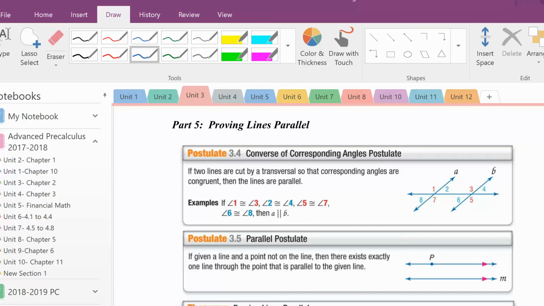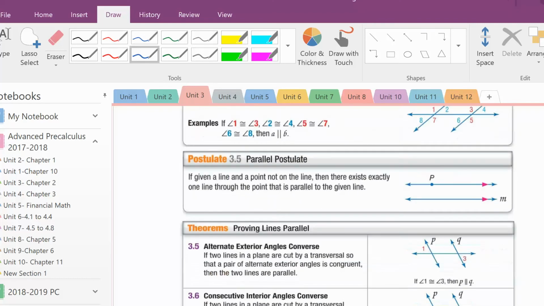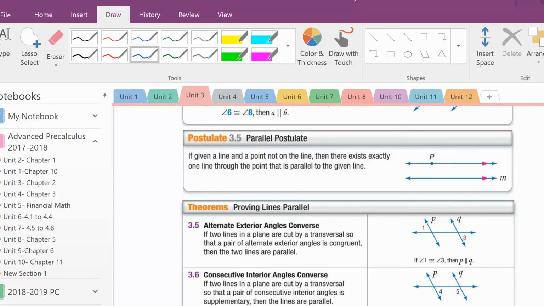Postulate 3.5 talks about the parallel postulate, which says that if you have a given line and a point not on the line, then there exists exactly one line through the point that is parallel to the given line. So for example, if I had a line here and then just a point in general, I can draw a line through point P that is parallel to this line, but only one line.